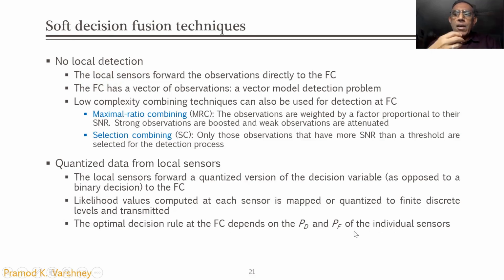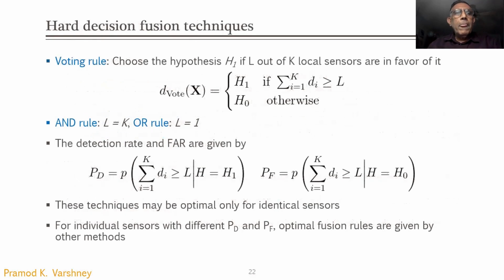So these give the performance of individual sensors. One could use a voting rule in hard decision fusion. So if there are K yeses and nos coming, if L out of K are saying yes, then you decide H1, otherwise you decide H0. If L is equal to K, then we are dealing with an AND rule. If L is 1, then we are dealing with the OR rule. And the overall probability of detection and false alarm are given by this, and so on. This is how you evaluate the performance of the fusion system.